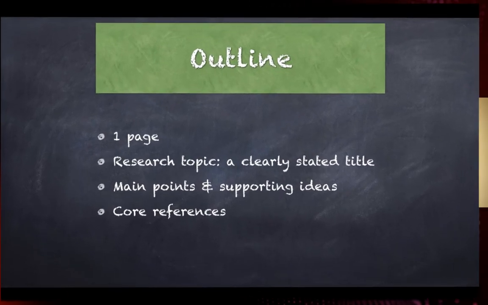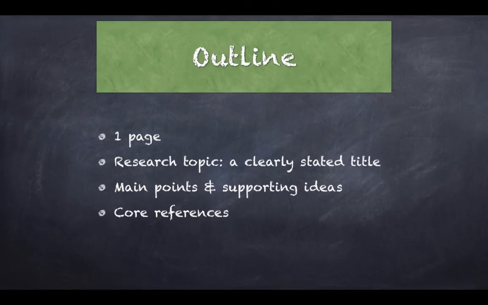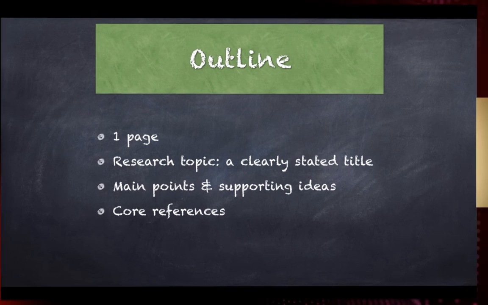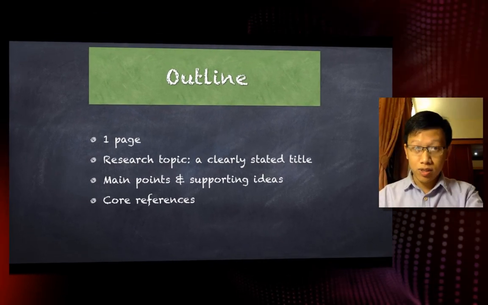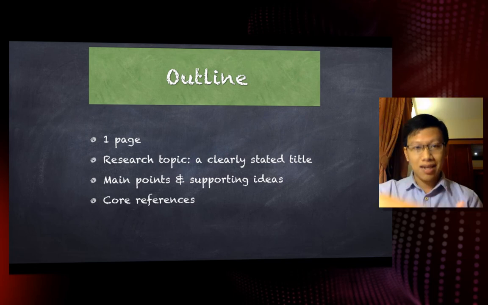Now for the outline. What I want you to write in the outline is very simple. In one page, give me your research topic, which should be a clearly stated title, not a sentence, but a title like a phrase. Cover all of your main points and the supporting ideas. And your core references should also be included. Simple, isn't it? Within one page. It doesn't have to be one page long, but it has to be inside one page.